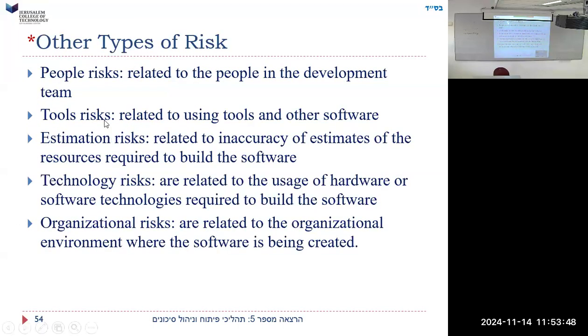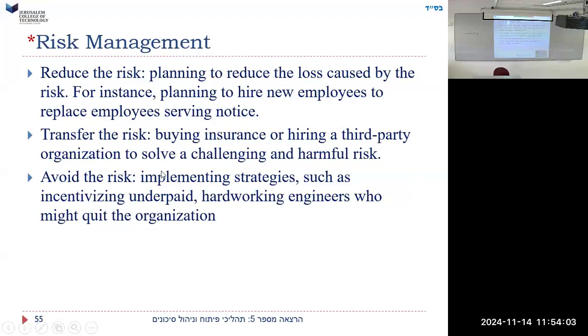Other types of risk, people risk related to people in the development team. We have a crappy team. Tool risks, oh, I said that already. Estimation risk related to inaccuracy of estimates. Technology risks are related to the use of hardware. Organizational risks are related to, skip that.